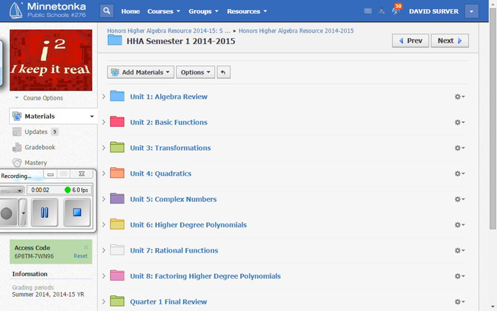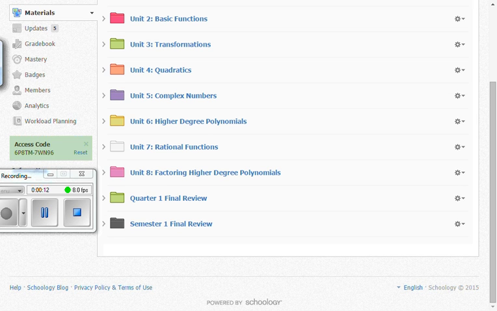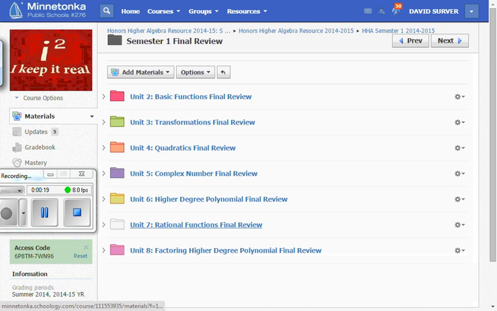Okay, today we are talking about reviewing for the Higher Algebra Semester 1 Final. Now, don't get confused by that Quarter 1 Final folder there. We're obviously not doing Quarter 1 alone. We're doing Semester 1. All right, so Semester 1 here has Unit 2, 3, 4, 5, 6, and 7 in it. Now, why am I not including 8? Because that's the one you just had tested on.